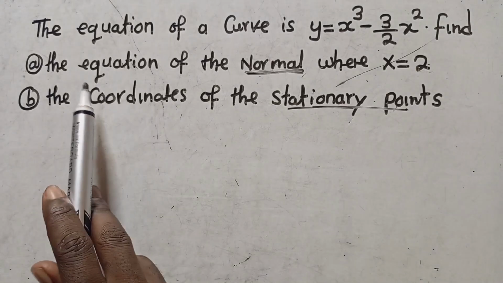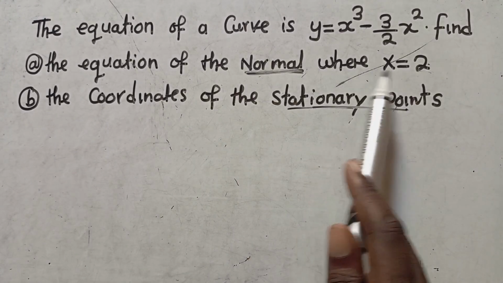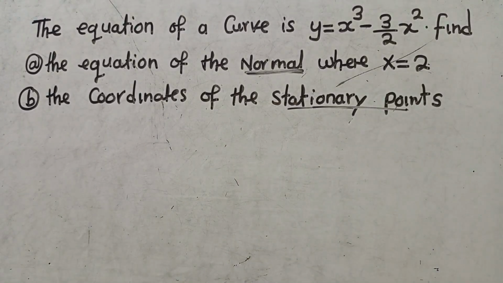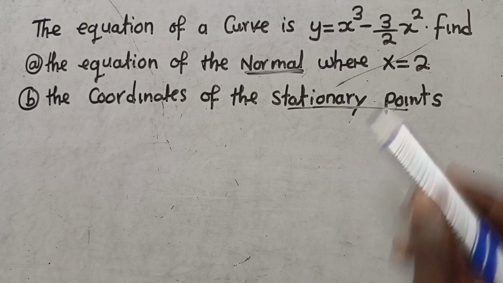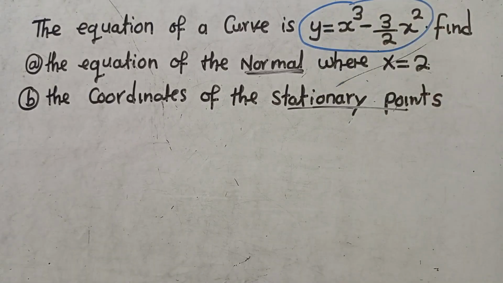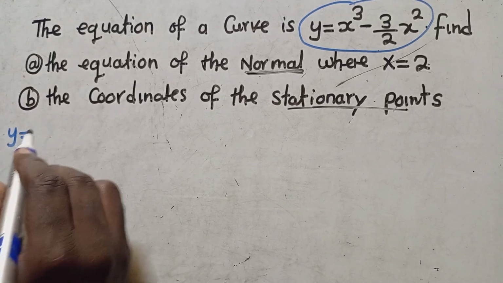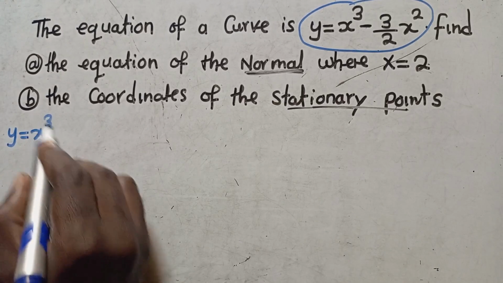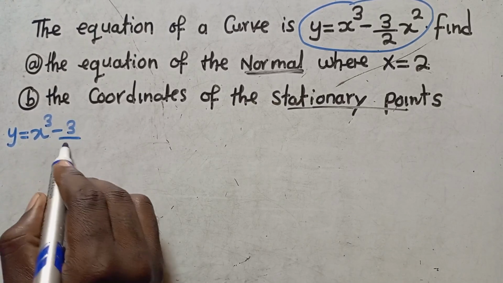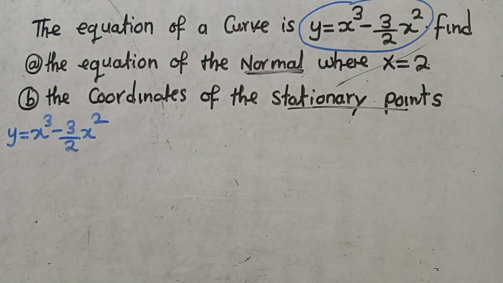First question, you are taught to find the equation of the normal where x is equal to 2. How can you find the equation of the normal where x is equal to 2? The first thing that you need to do, you get the equation that is given, you differentiate the given equation. So we are given y is equal to x cubed minus 3 over 2 x squared. How do we differentiate that?